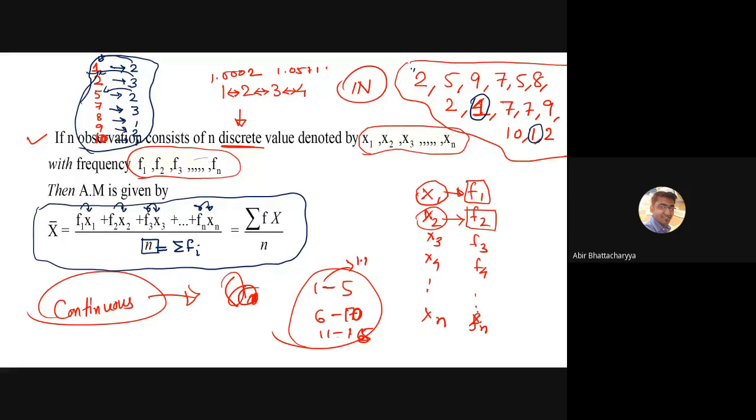If you add those frequencies, 2 plus 3 plus 2 plus 3 plus 1 plus 2 plus 1, what will we get? We will get n, the total number of elements. Verify how many elements there are: 1, 2, 3, 4, 5, 6, 7, 8, 9, 10, 11, 12, 13, 14. So n equals 14. You can verify: 2 plus 3 is 5, plus 2 is 7, plus 3 is 10... the sum of the frequencies gives 14. With me? So n equals the summation of fi.